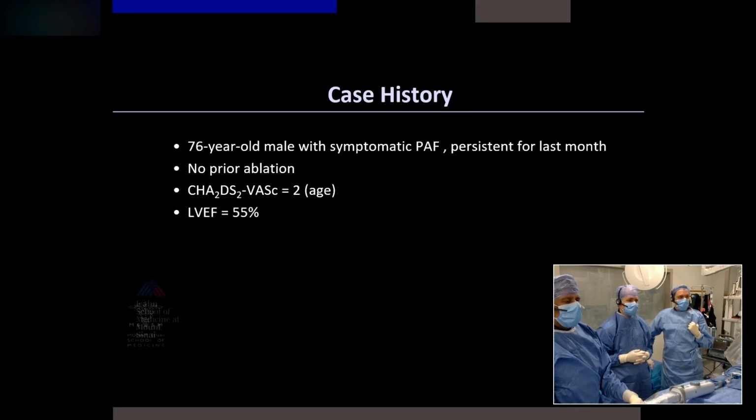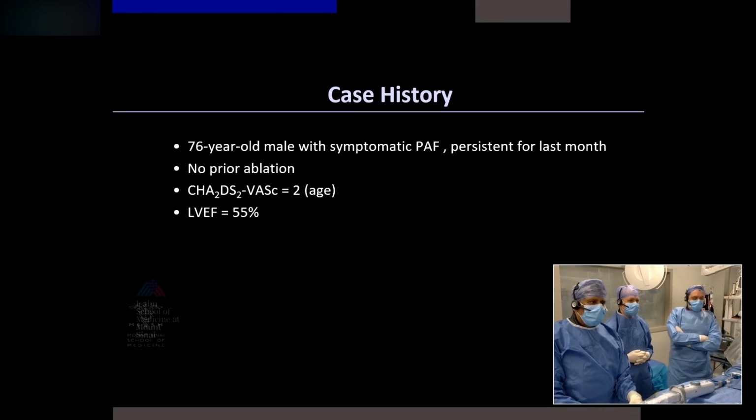Our case today is a 76-year-old male with symptomatic paroxysmal atrial fibrillation that was recently diagnosed. He became persistent over the last month and is here today for ablation. He's had no prior attempts at ablation. CHA2DS2-VASc is 2 on account of age, and LV ejection fraction is preserved.